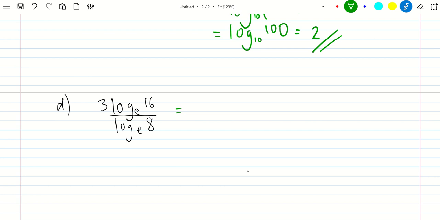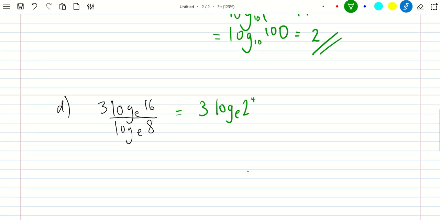Okay. So what I'm going to do is just do a bit of simplification. I can see that there's 16 and 8 here, which are both powers of 2. So I'm going to do a couple of things. So let's go log base e, and 16 is 2 to the power of 4. All right, so that's 2 to the power of 4, like that. Okay, and on the bottom line, I'm going to go log e of 2 to the power of 3.